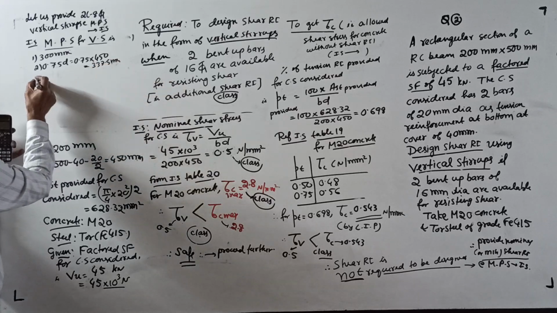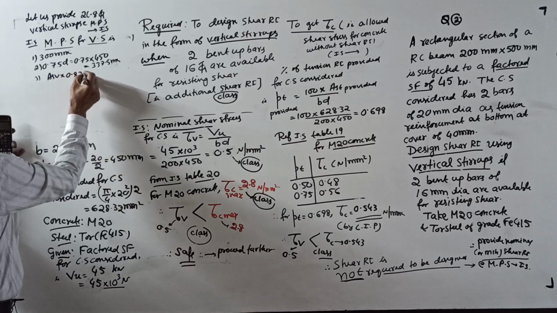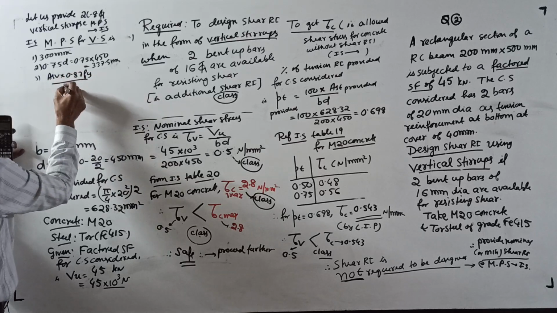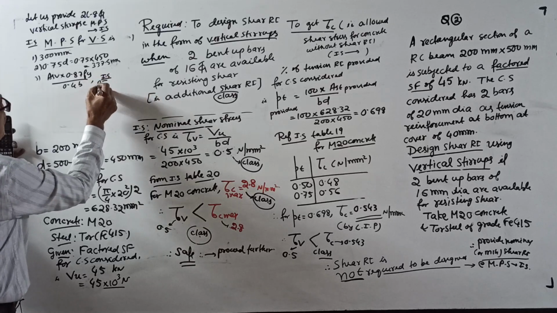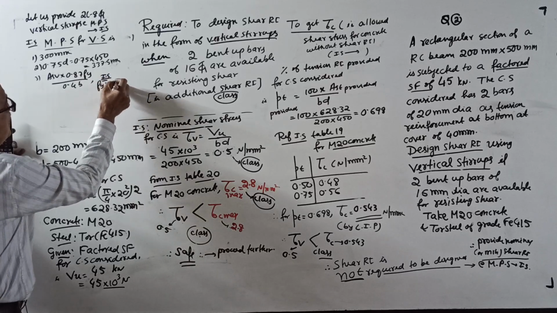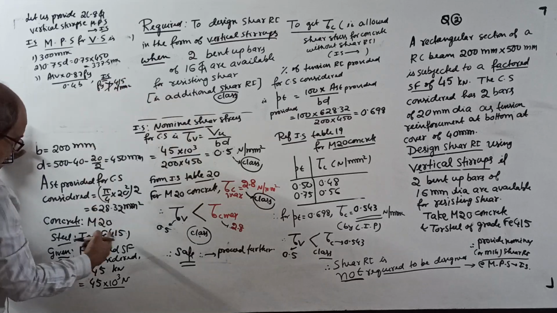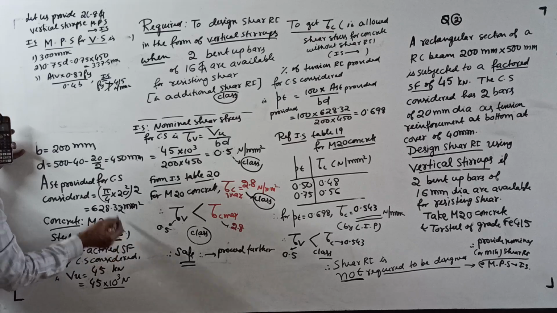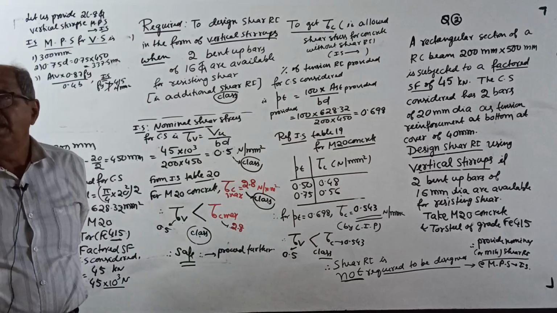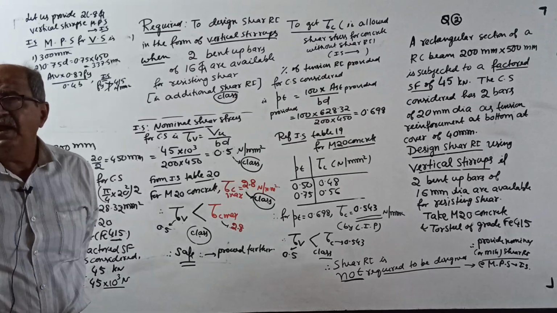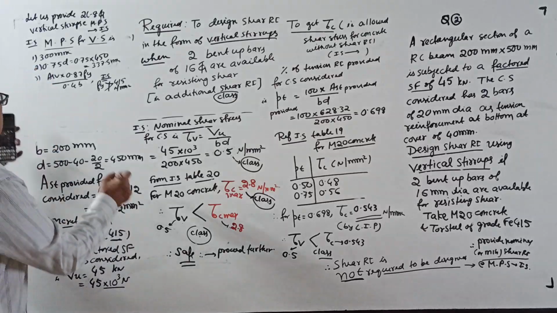Then the third one, ASV into 0.87 Fy divided by 0.4 B. IS code condition: Fy is not to be taken more than 415 Newton per mm square. Right here our Fy is 415 only. Therefore, substitute 415. But in the next question, I am giving Fe 500. At that time, you should not substitute 500. You should take 415.